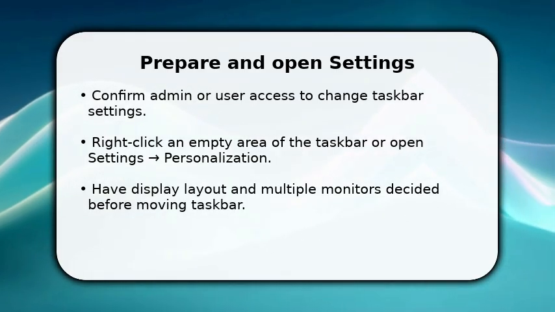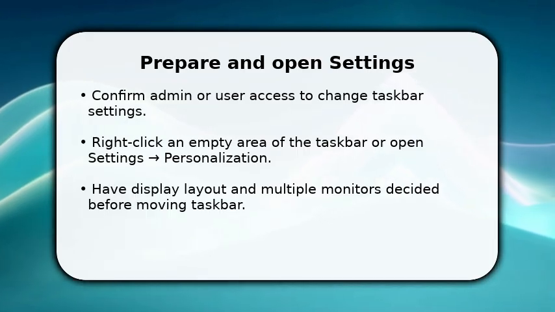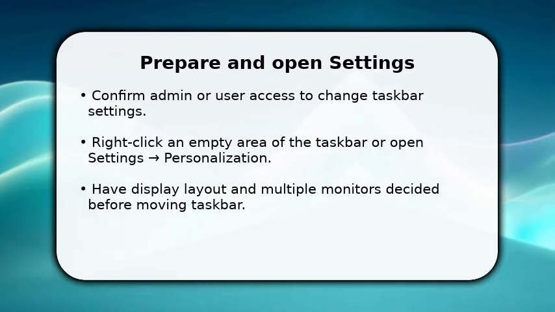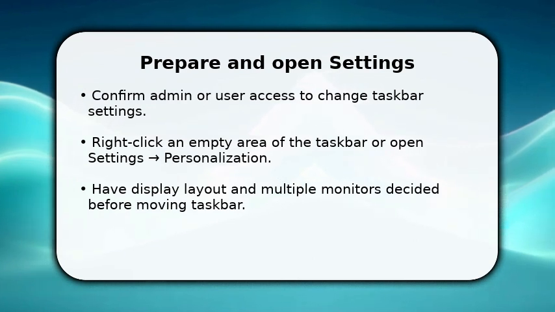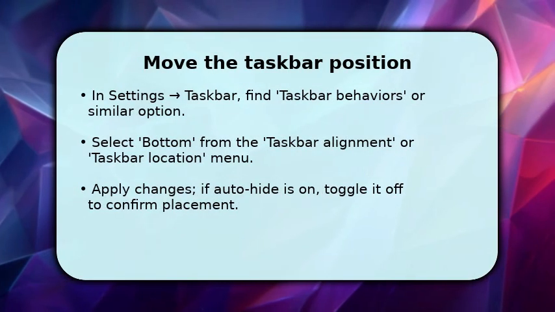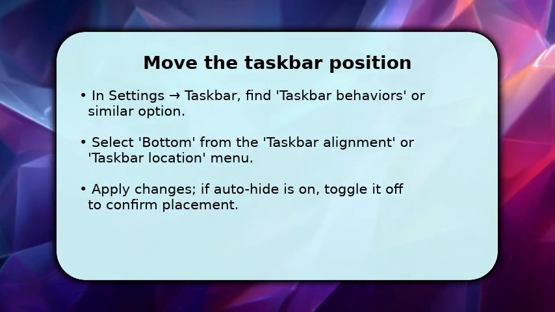Make sure to decide if you want the taskbar on only one monitor or all displays. This affects which settings to use next. Now open Taskbar Settings so you can move the bar to the bottom. Once in Taskbar Settings, scroll to Taskbar Behaviors or equivalent. This is where position lives.